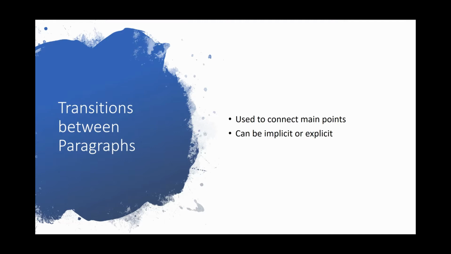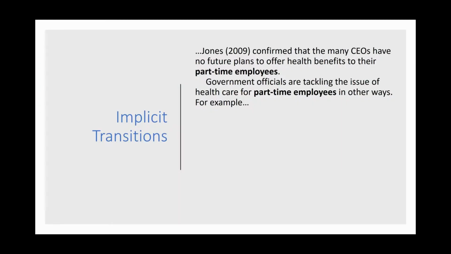These tell the general direction that a paper is going. They are used to connect the main points in an essay. Just like transitions within paragraphs, they can be either implicit or explicit. Implicit transitions between paragraphs are the most common in writing. This is where your paragraphs naturally flow because the topics of the paragraphs are clearly related.